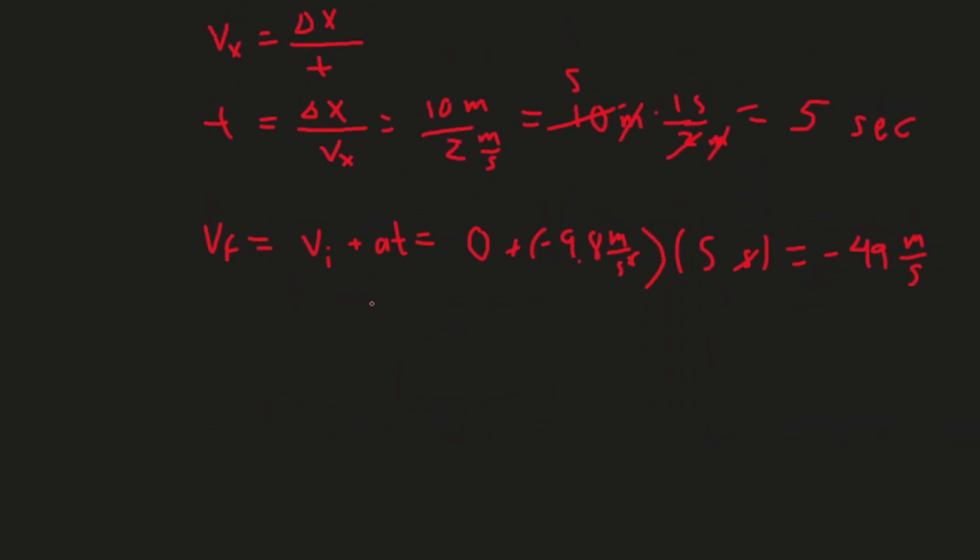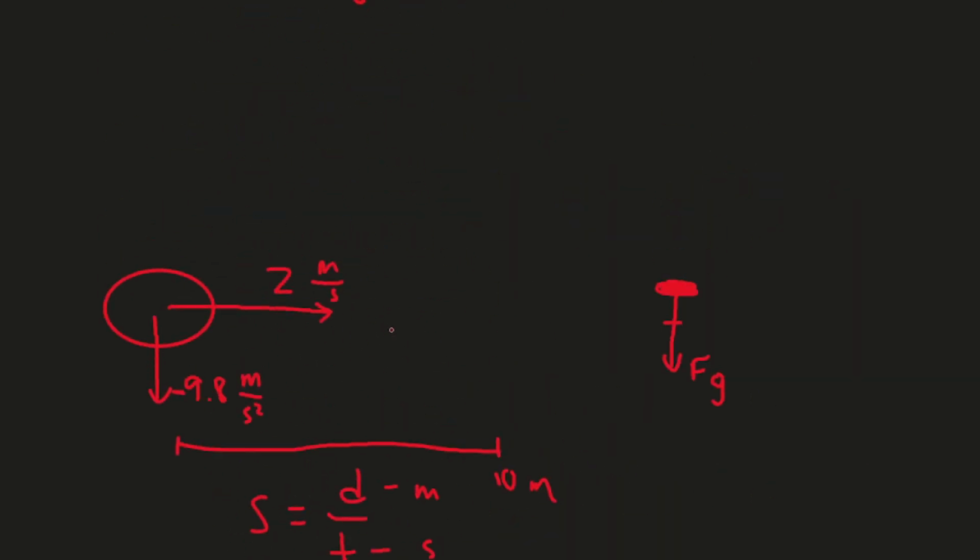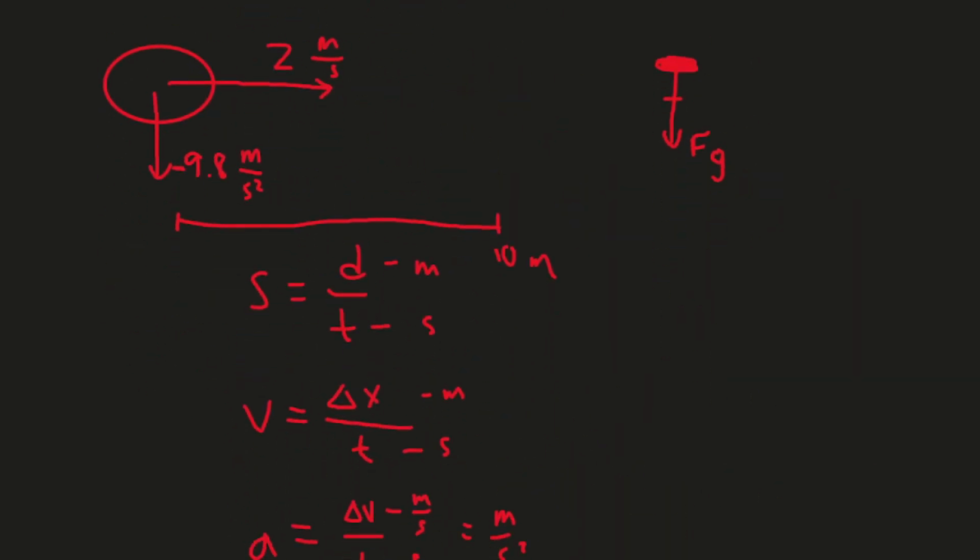That's why it's a good idea to write down your units. So now we know that the object reached negative 49 meters per second right before hitting the ground at the 5 second mark, when it landed 10 meters away from the original spot. Next video we're going to talk about two more equations in kinematics and how to use them.